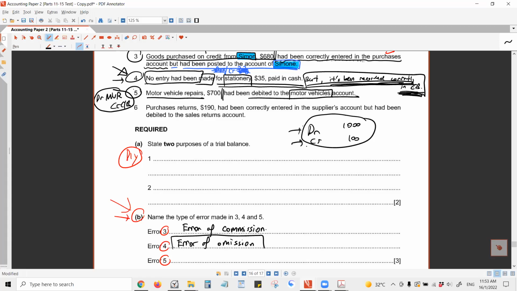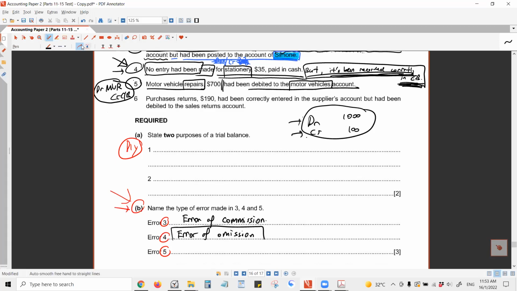When you buy a motor vehicle, then only you debit the motor vehicle account. This is not buying a motor vehicle, but it's about repair. So this is a mistake of what? Error of principle. Because motor vehicle repair is an expense, motor vehicle is an NCA.